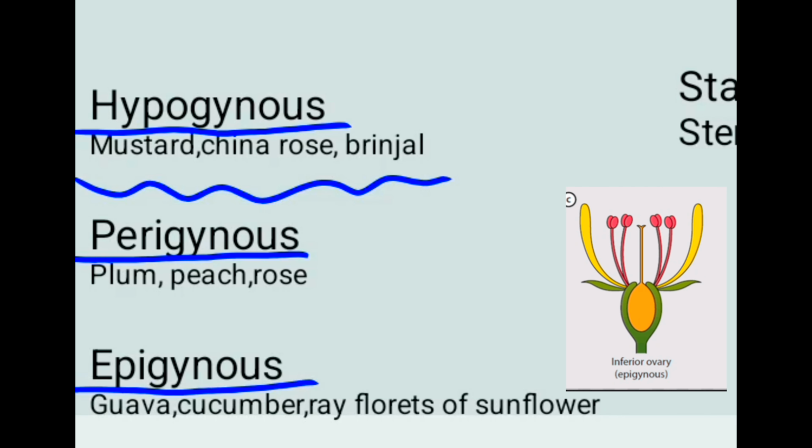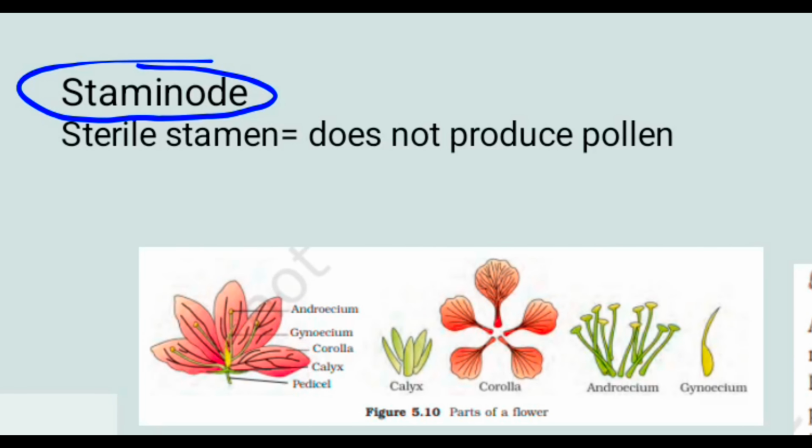Epigynous: guava, cucumber, ray florets of sunflower. Here the ovary is said to be inferior because other parts of the flower arise above the ovary. Staminode means the sterile stamen, which means that it does not produce pollen.